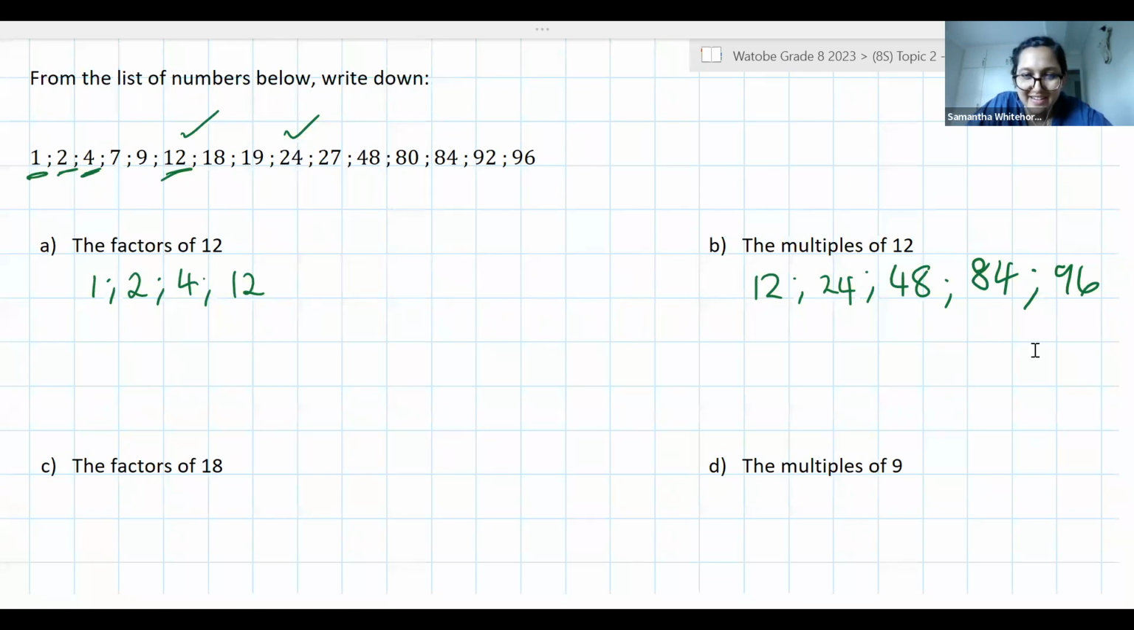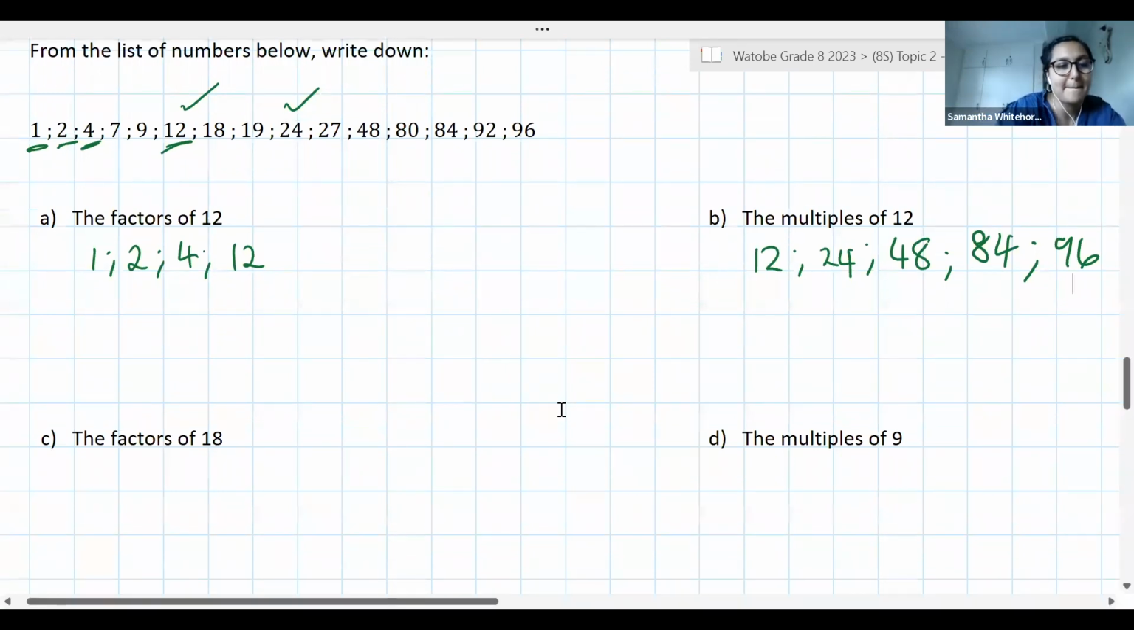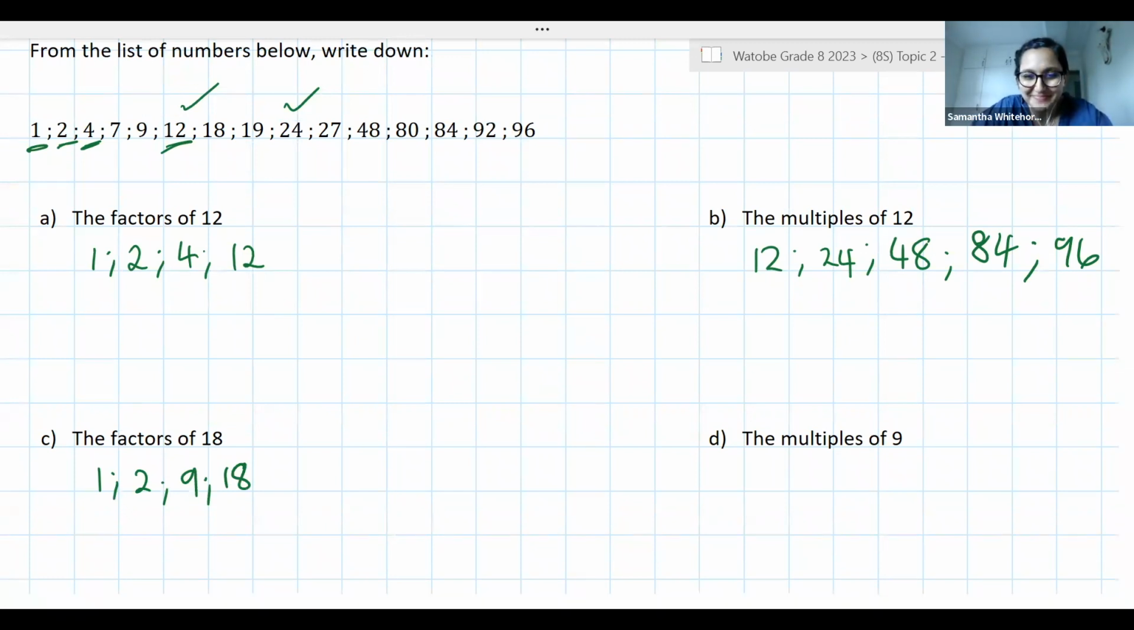Okay, Renilwe, do you want to give us the factors of 18? It's 1, 2, 9, and 18. Fantastic, excellent, well done.